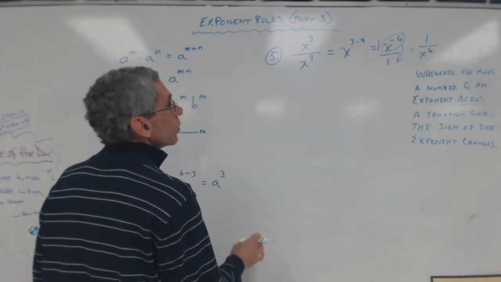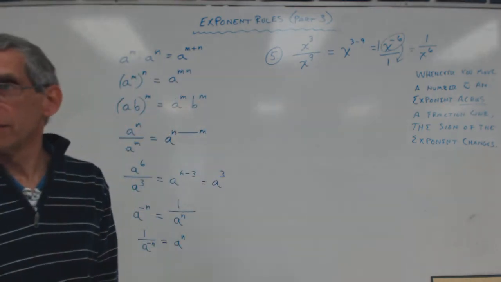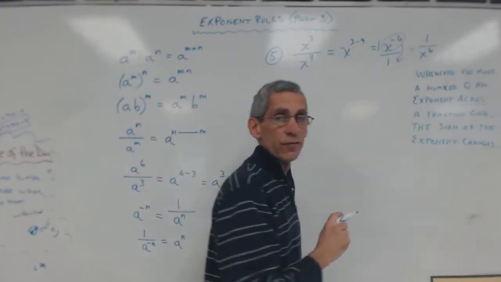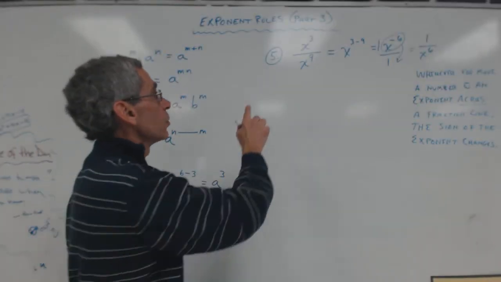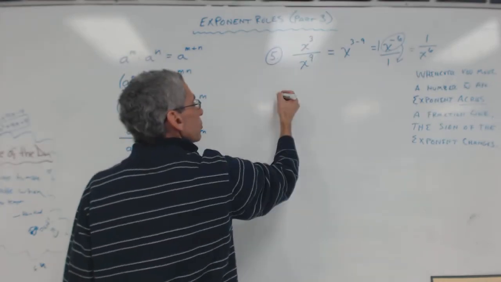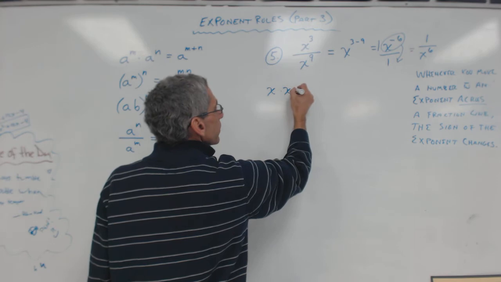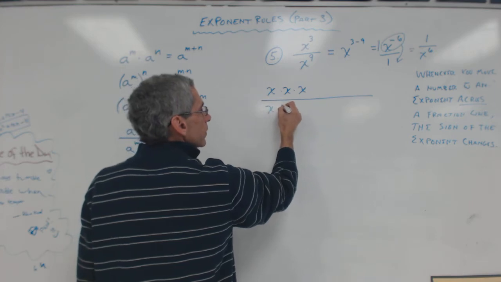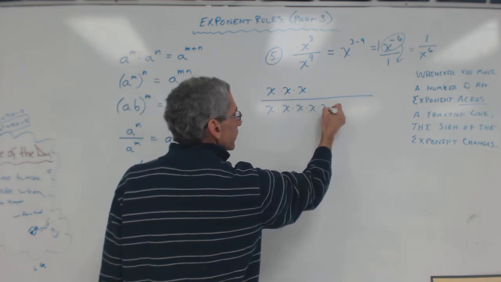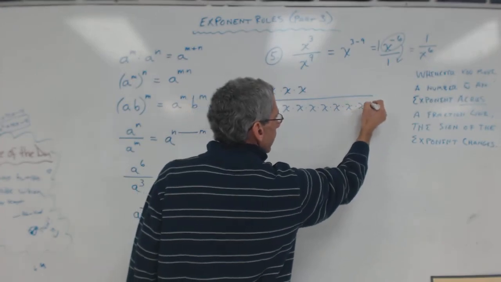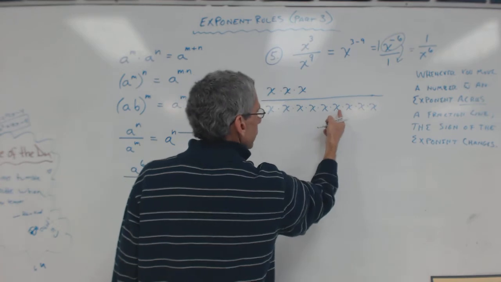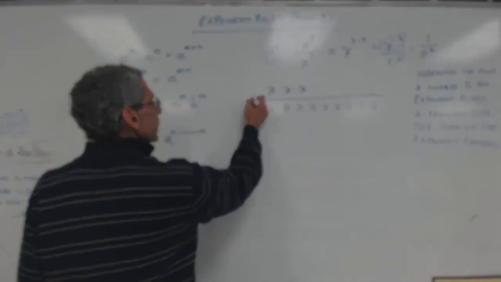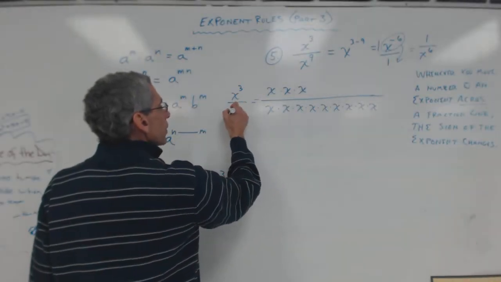I want to show you what this really means in long form, and you'll see why mathematicians like you to write it like this as your final answer. So let's do this the long way. What's x cubed? x times x times x, right? Over, what's x to the ninth? x times x times x times x times x times x times x times x times x. That is the same thing as x cubed over x to the ninth.